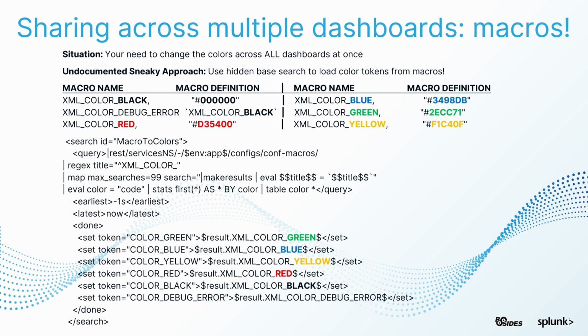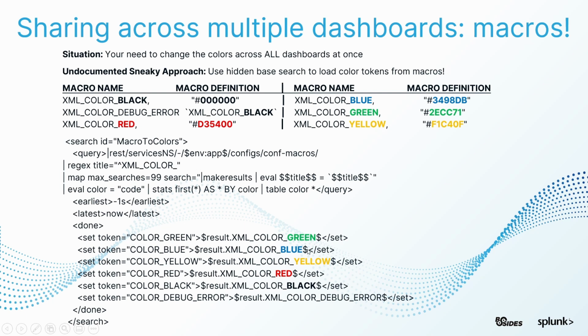Now this takes a little bit of doing because macros are only leveraged inside of SPL. And dashboards don't really use SPL. They use XML. So you have to have some transition from SPL to XML. And so in this case, we use a hidden base search, which doesn't have any other post-process search attached to it. Its only purpose is to read in any macro inside of this app which starts with XML color, and set a token based on that color name to the value that's in the macro.